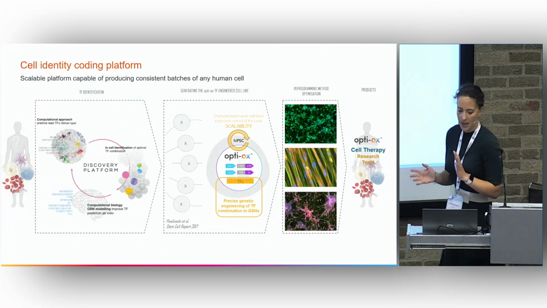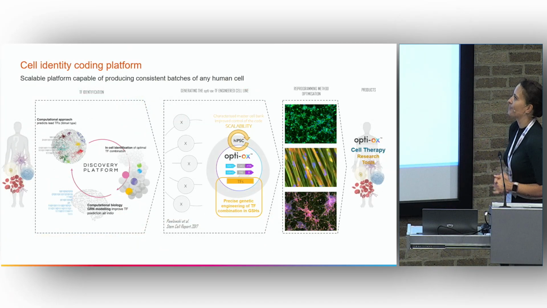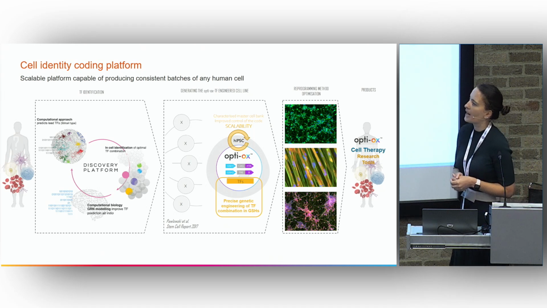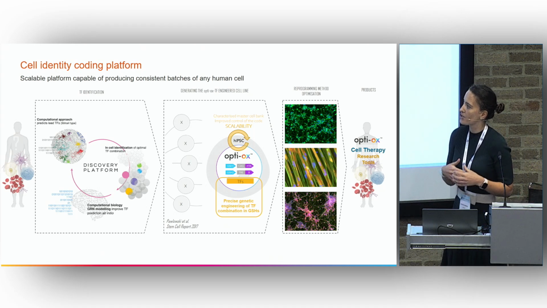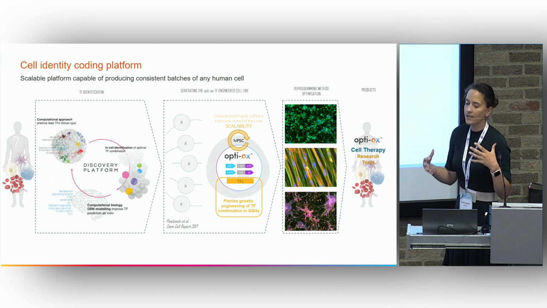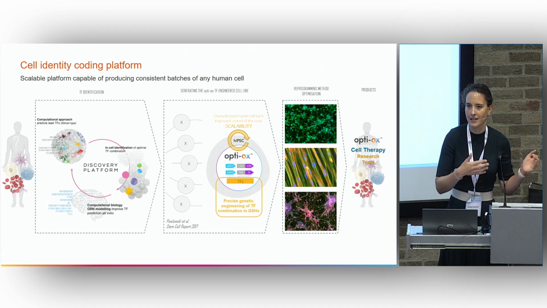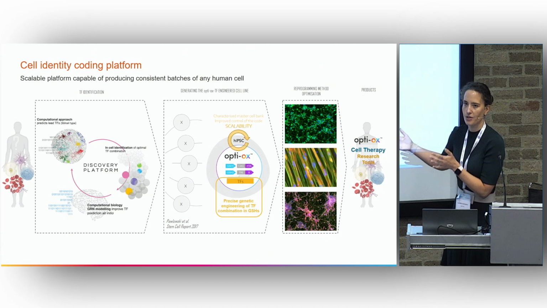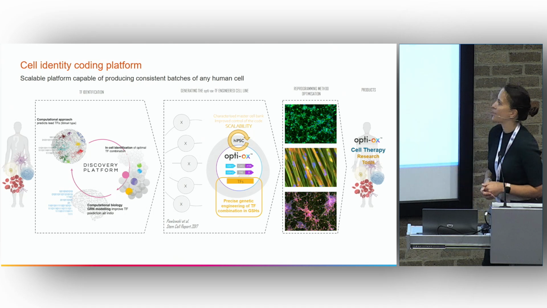So what we have at BitBio is a three-pillar platform, a cell identity coding platform. We start off with a discovery platform where we use a mixture of bioinformatics tools and culture to identify transcription factors that can take us from an iPSC to the cell type that we would like to make, identifying those transcription factors in that cell type that we're after.